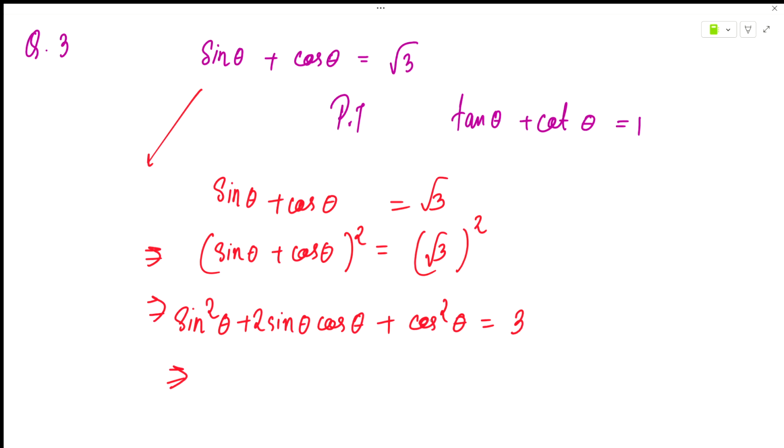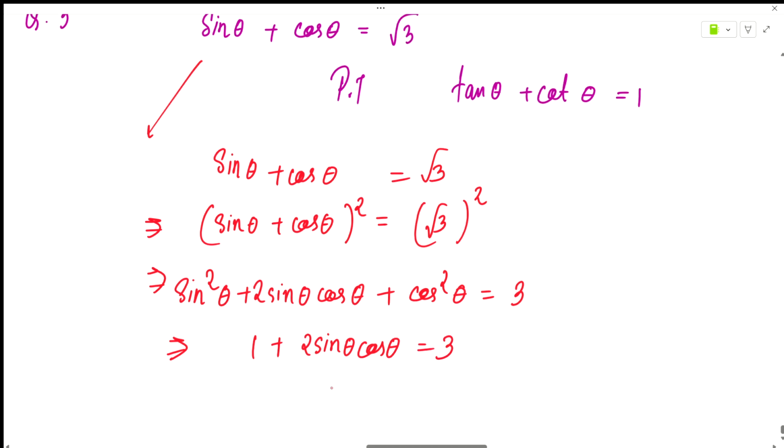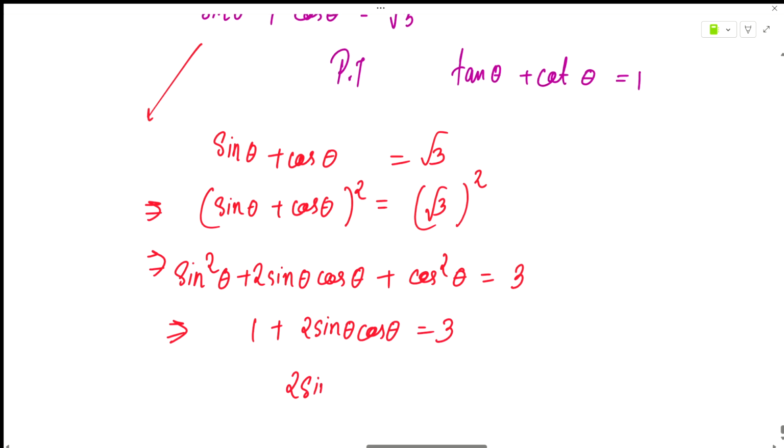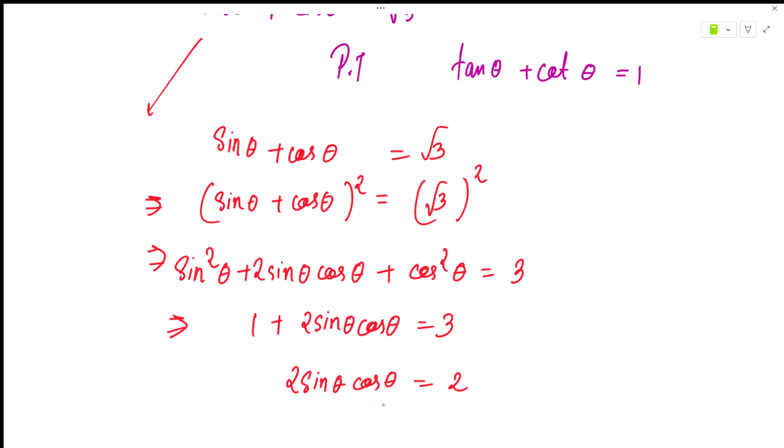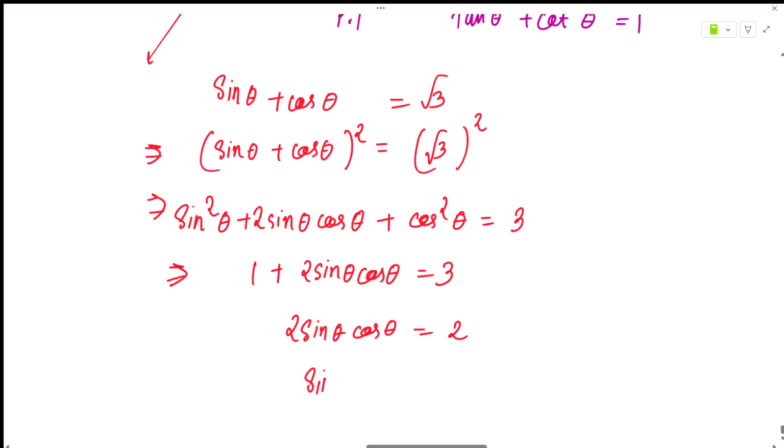Sine square theta plus cos square theta is 1. 1 plus 2 sine theta cos theta is equal to 3. This gives me 2 sine theta cos theta. This will be 3 minus 1, that is 2. So solving, sine theta cos theta comes out to be 1. So we will mark this stuff over here as equation number 1.